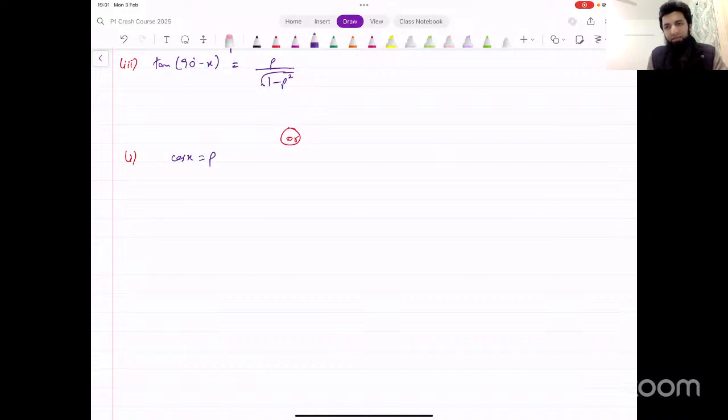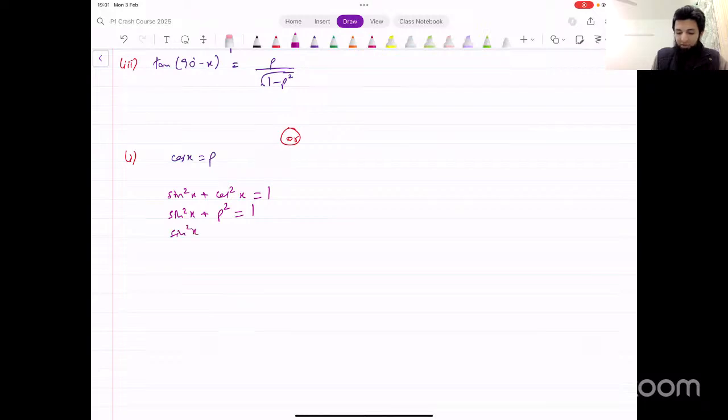Now, what's the connection between sine and cos? We know that sine square x plus cos square x is equal to 1. If cos x is p, we can input that here. And that gives us sine square x plus p squared equals 1. And then sine square x equals 1 minus p squared. Take square root on both sides. You get sine x equals plus minus square root of 1 minus p squared.